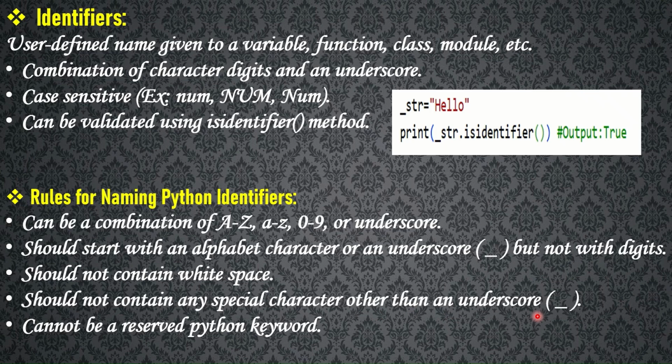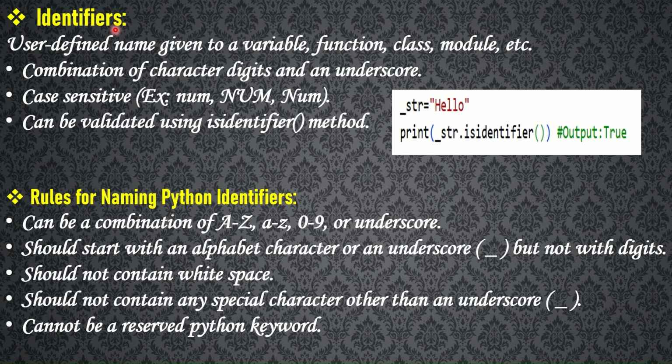And it should not contain any special character other than underscore. If you look at your keyboard, we have some special characters, like the @ symbol, star, hash, slash, percentage symbol, and ampersand. Those are all special characters, but we have only one special character that we can use while declaring identifiers in Python, and that is the underscore. Other than underscore, no other special characters are allowed. And it cannot be a reserved Python keyword. Whatever name we are going to give should not be a part of a Python keyword, otherwise it will throw an error.